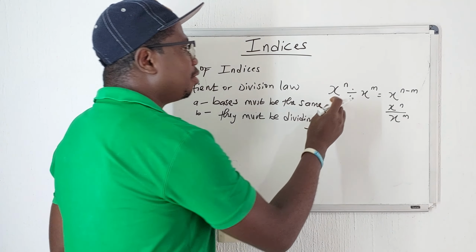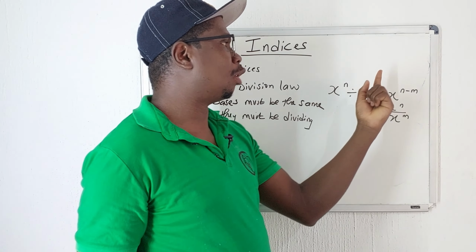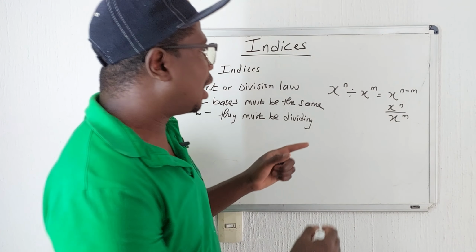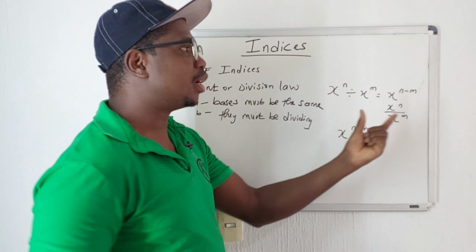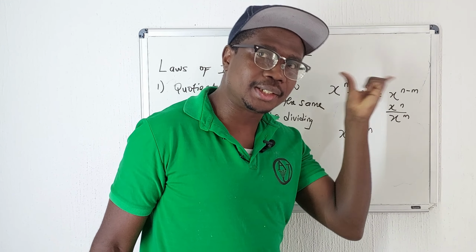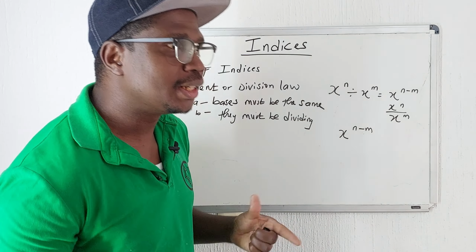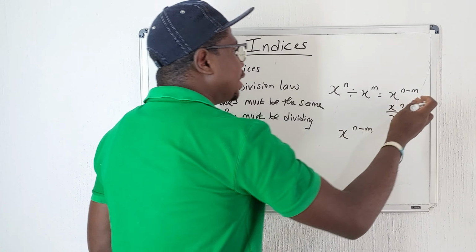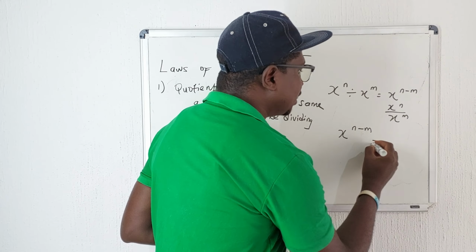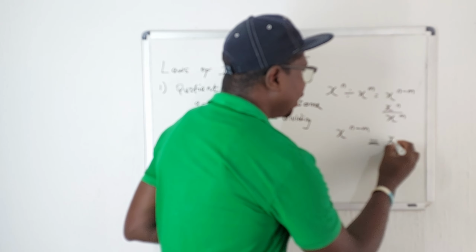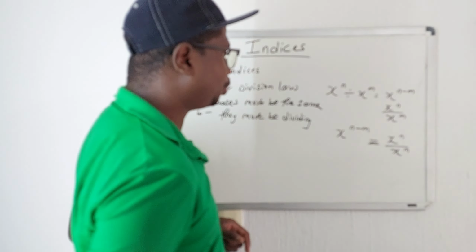So basically, if we have x raised to the power of n divided by x raised to the power of m, we have x to the power of n minus m, which means we subtract the indexes or exponents. I told you before, we call it either indexes or exponents. We subtract the indices, which is equivalent to x to the n over x to the m.